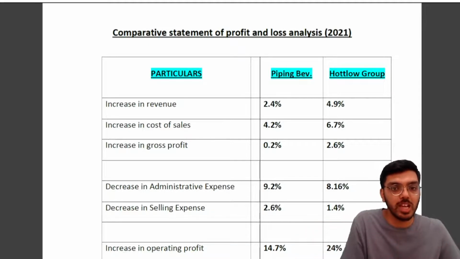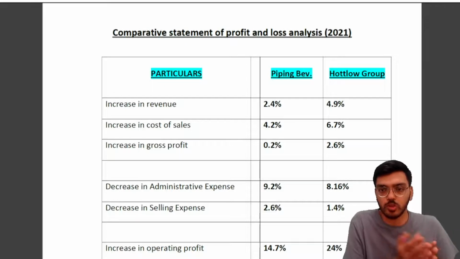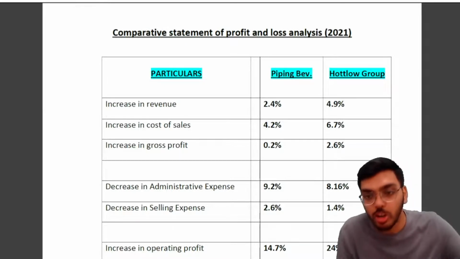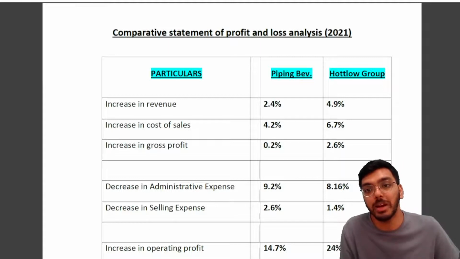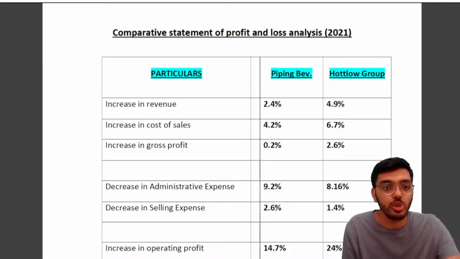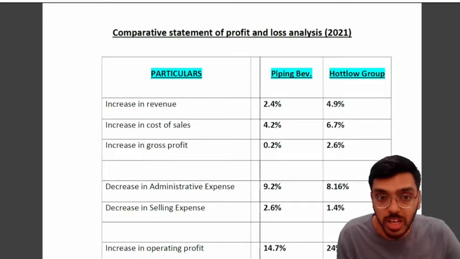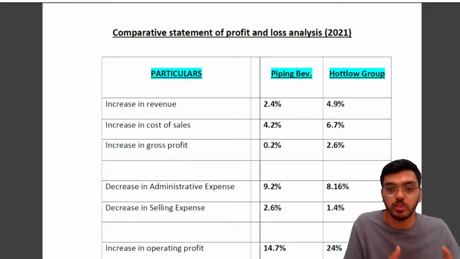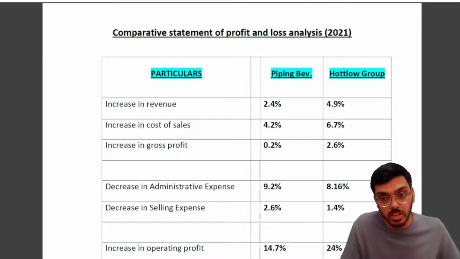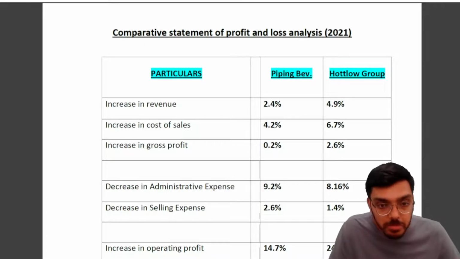Your cost of sales also went up, and their cost of sales also went up, but their gross profit went up by 2.6%. Your gross profit is only 0.2%. So they were able to control their cost of sales as well. So maybe in this year they are performing better than me.